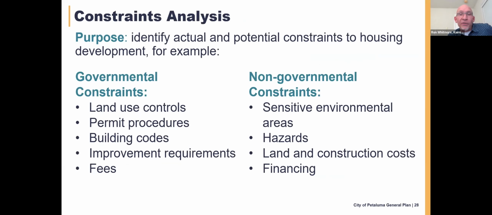The third building block is the constraints analysis, and it considers both actual and potential governmental constraints to housing development, including land use controls, permit procedures, improvement requirements, and fees. It also considers potential and actual non-governmental constraints like sensitive environmental areas, hazards, costs, and financing.